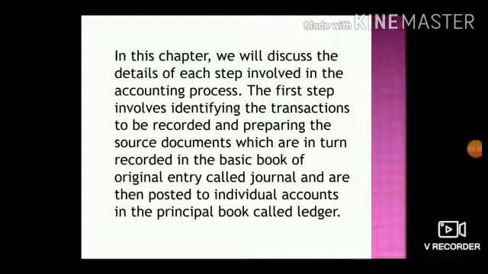It is nothing but identifying and classifying the business transactions and then recording it for the purpose of analysis and interpretation. The first step involves identifying the transactions to be recorded and preparing the source documents, which are in turn recorded in the basic book of original entry called journal and are then posted to individual accounts in the principal book called ledger.